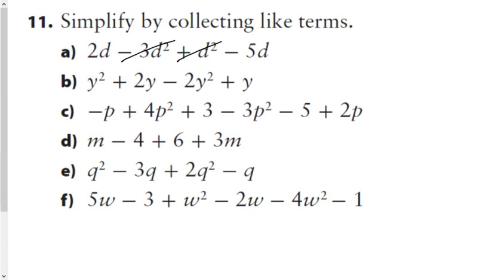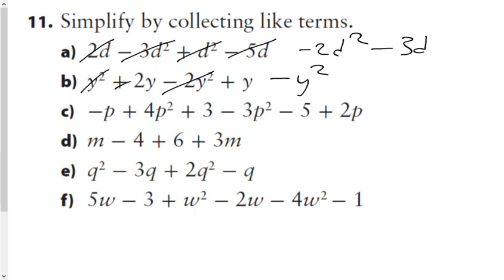Negative 3d squared and positive d squared is going to make a negative 2d squared. Negative 5d and a positive 2d make a negative 3d. Y squared, which is positive, and negative 2y squared, negative 1y squared, or simply negative y squared. A positive 2y and a positive 1y, positive 2y. Can't gather it further because they're not like the same variable configuration.